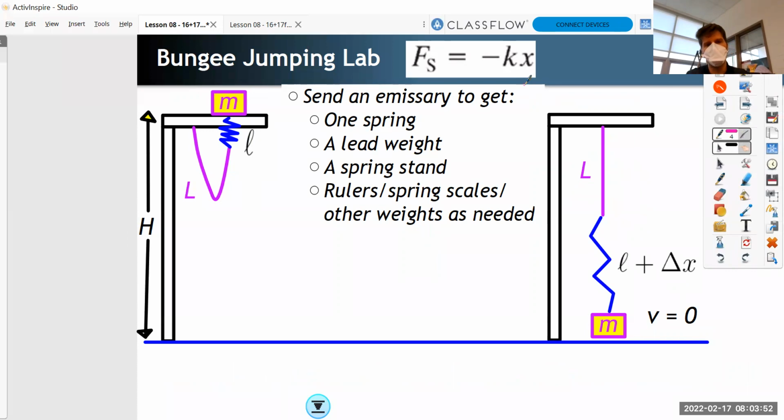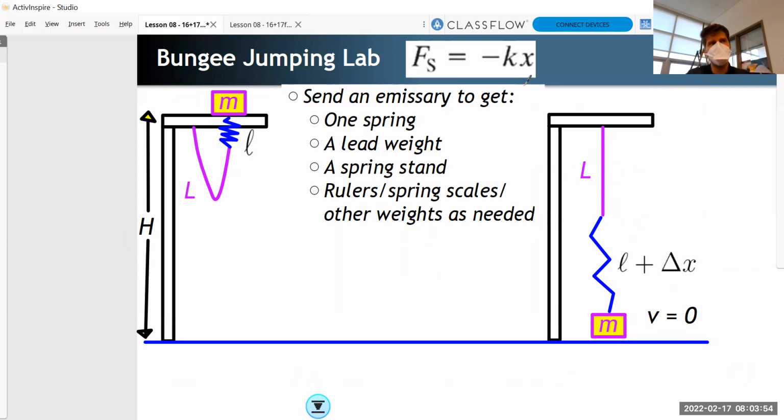Pause the video for a moment and send an emissary to go get from the sidebar a spring, a lead weight, that's going to be your jumper, a spring stand, and there's plenty of other things, rulers, spring scales, and other weights as needed. I'll wait a moment while you go get that stuff.